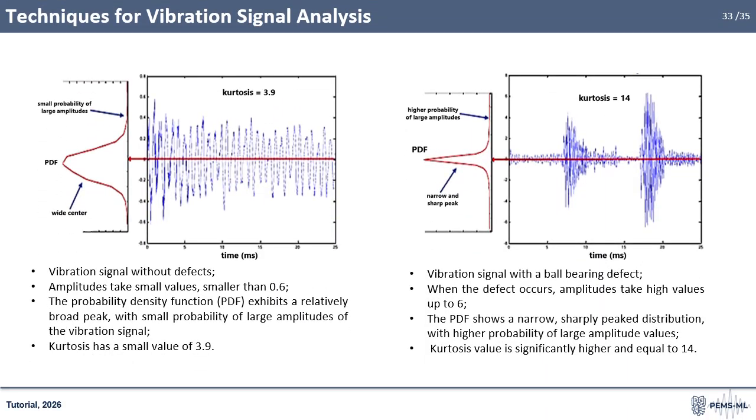This slide shows two vibration signals. The first, on the left figure, is from a defect-free system. Amplitudes are small, below 0.6, the probability density function is broad, and kurtosis is low at 3.9. The second signal, in the right figure, corresponds to a ball-bearing defect. Here, amplitudes reach up to 6. The probability density function is sharply peaked, and kurtosis is much higher at 14. This clearly shows that an increased kurtosis indicates the presence of a defect.